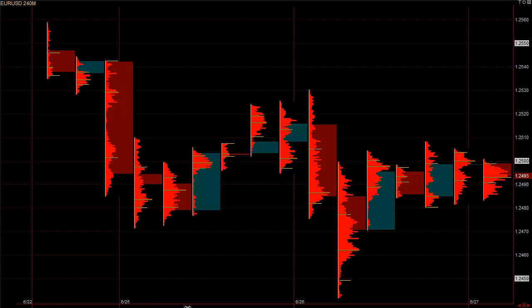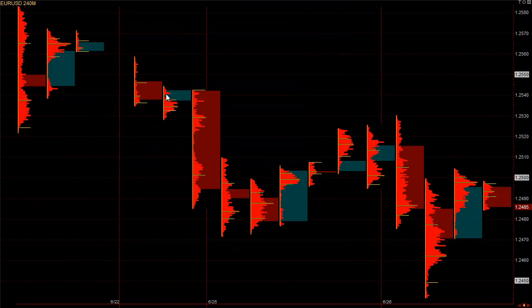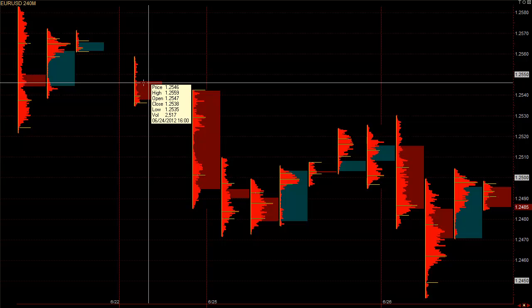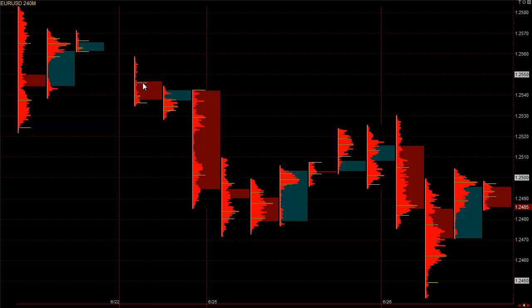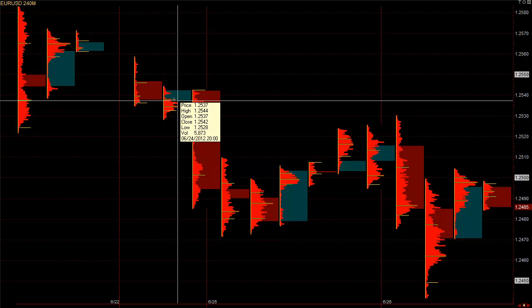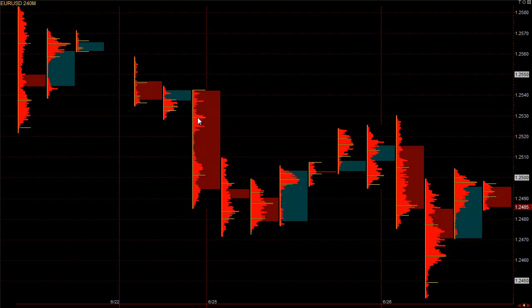Let's scroll back and kind of look at this from Sunday. Price opens, the value area, it closed above there, but it did not go above the value area of the previous bar. So you're clearly in a downtrend. And the next area opened, it wasn't able to get above here, closed underneath, or went underneath this area. Clearly allows you to get into a nice downtrend.